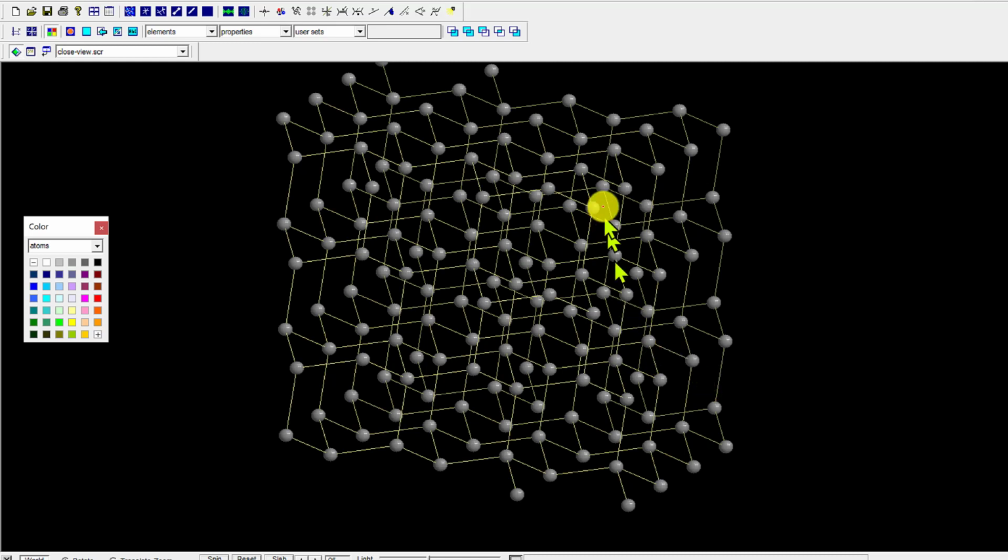I should also point out the interconnectivity of the layers also gives it really nice thermal transfer properties, so good conductor of heat as well.